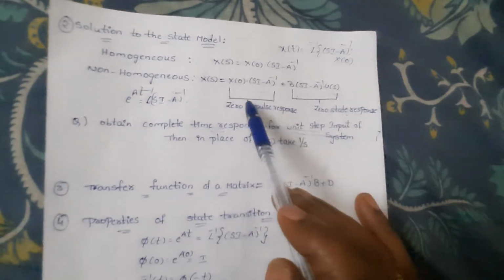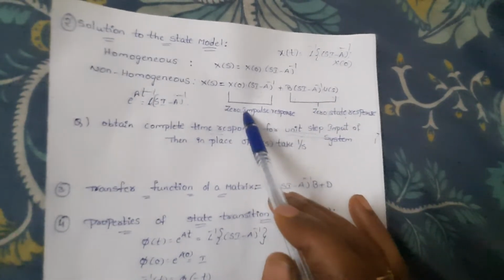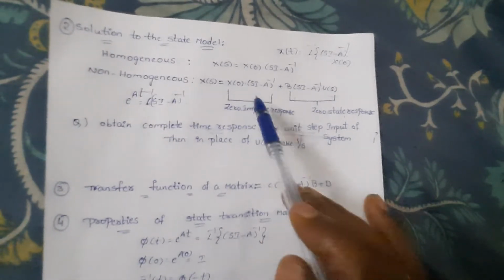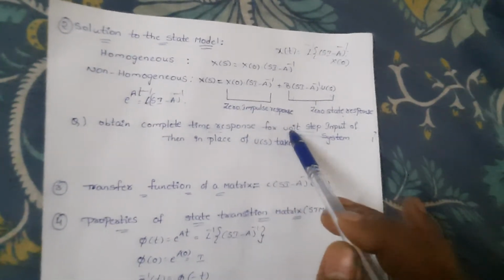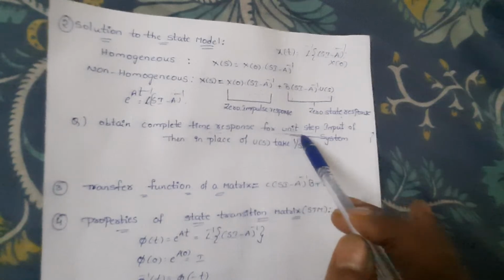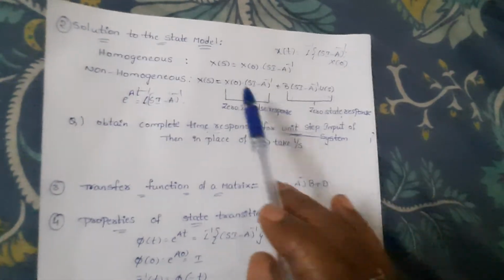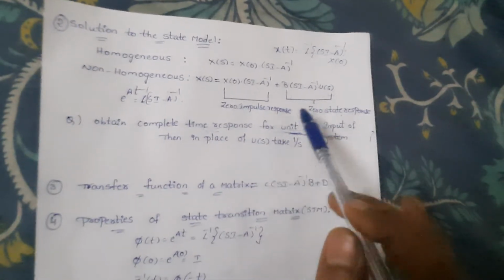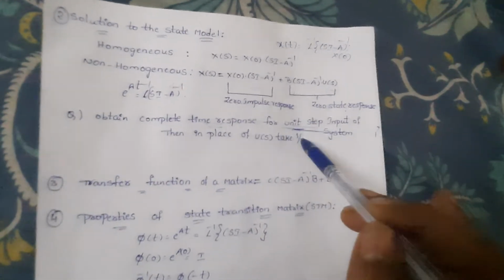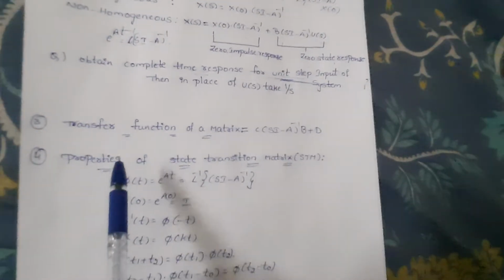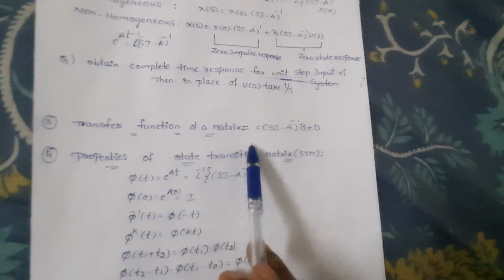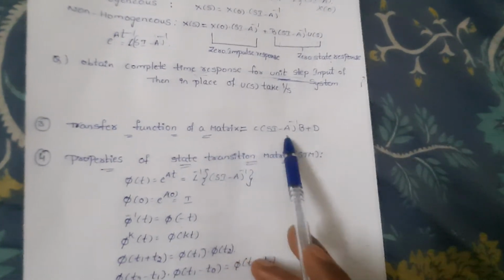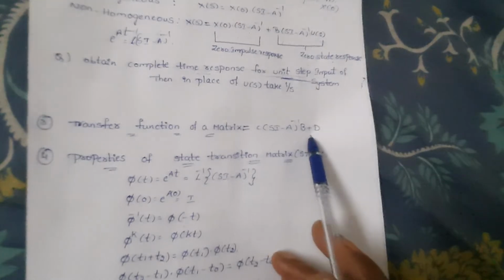This term won't change for any inputs. Whatever this is, it is the zero input response, so it will not have the effect of this. But whenever he asks for the unit step input, then you should determine the non-homogeneous equation and replace this U(s) with 1/s. And another formula is the transfer function of a matrix. It is given by C(sI - A)^-1 B + D.